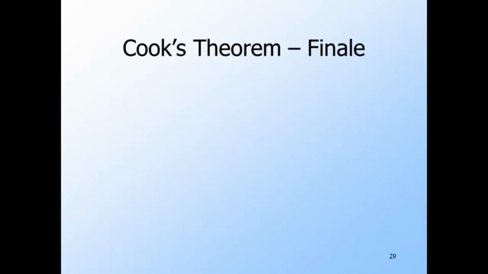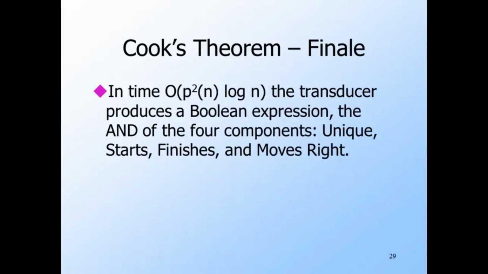So, to sum up the proof of Cook's theorem, it takes time less than order p cubed of n for the transducer to output the Boolean expression that is the AND of the 4 key components: unique, starts right, finishes right, and moves right.